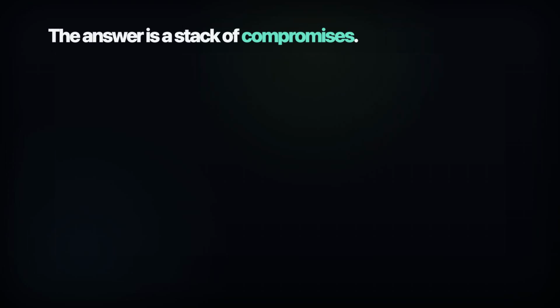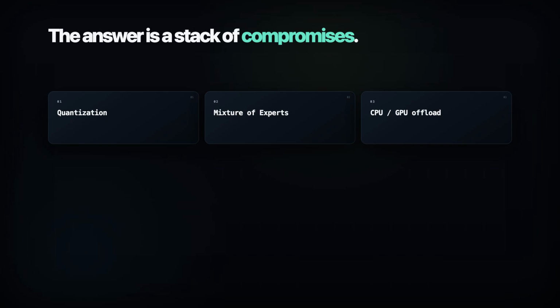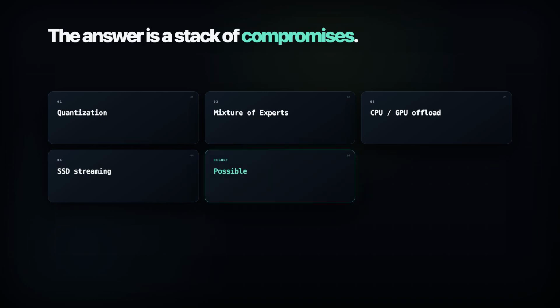The answer is a stack of compromises: quantization, mixture of experts, CPU and GPU offloading, and, in the most extreme cases, streaming model weights directly from an SSD. These tricks make local inference possible, but they do not make it fast.